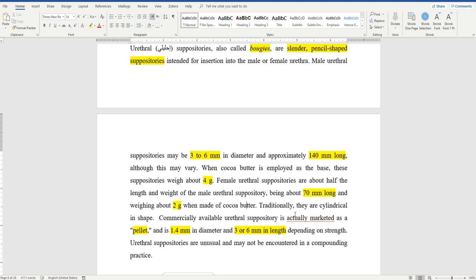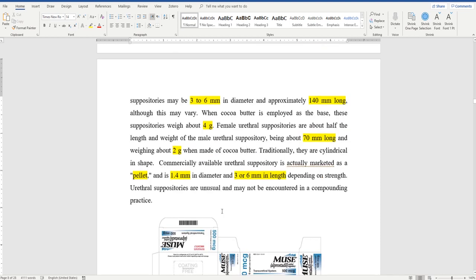So they used to insert it in the urethra, as an antiseptic and local anesthetic, for example, before making a surgery. Nowadays, as I told you, there are very, very few products that are administered in the urethra. What we have now is not really a suppository, it's like a pellet.